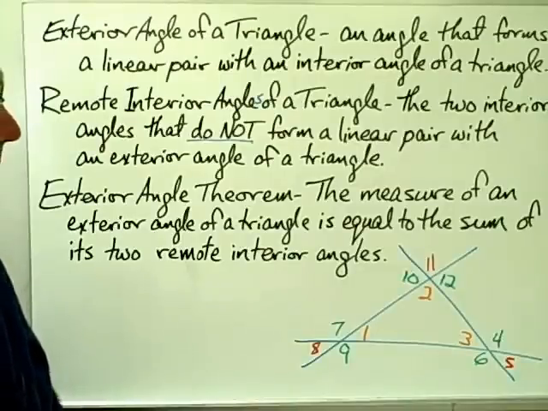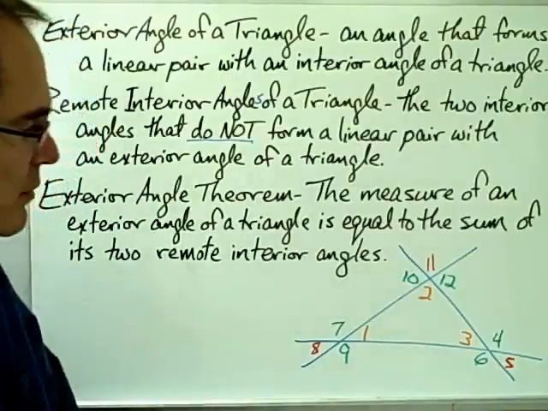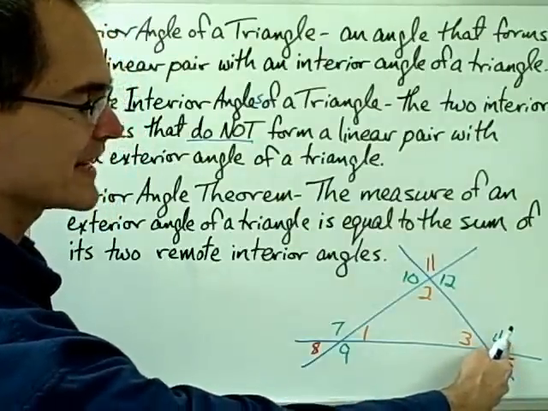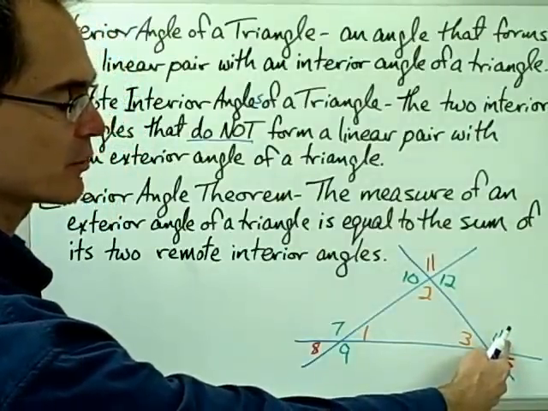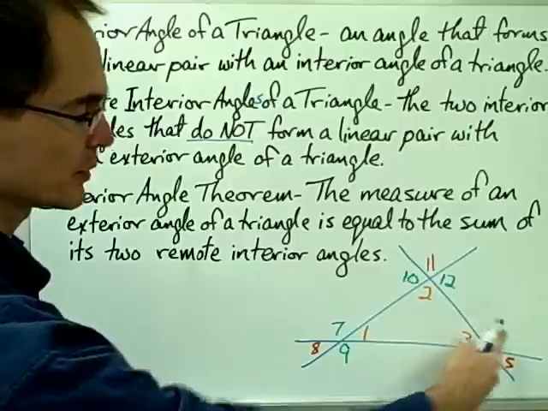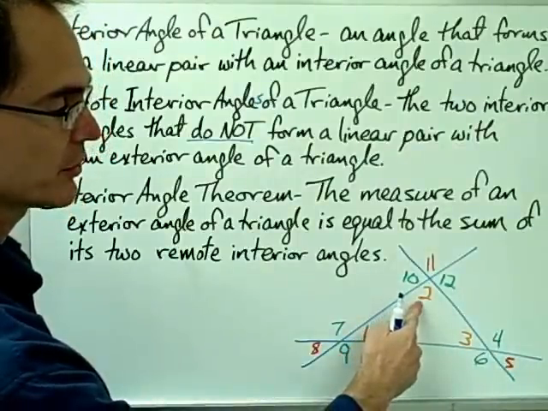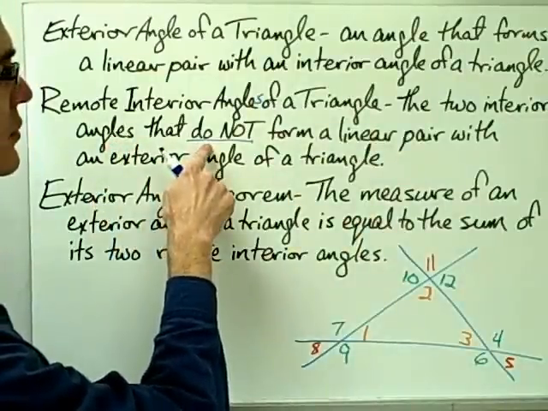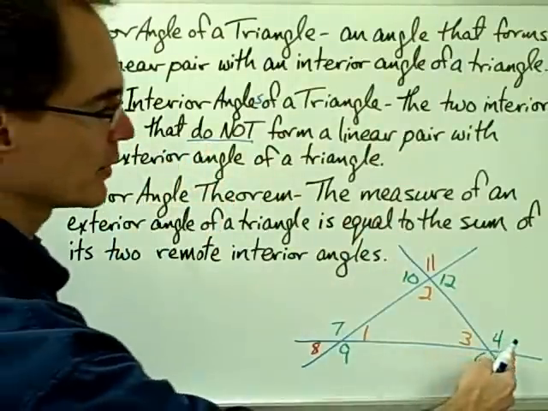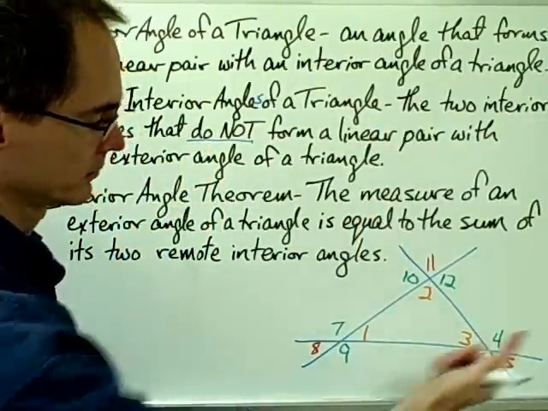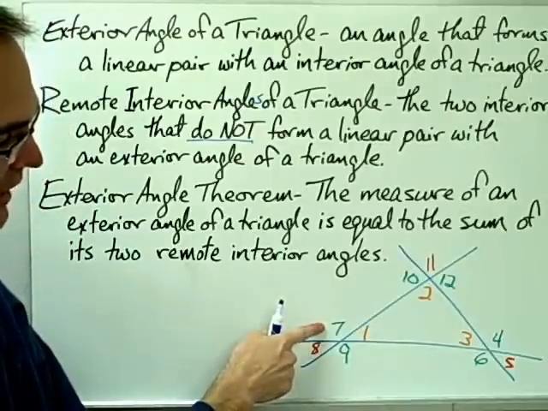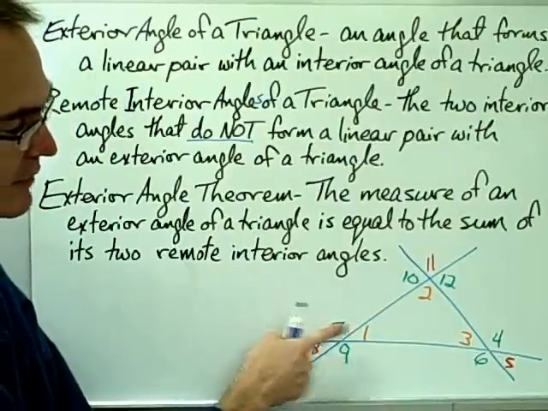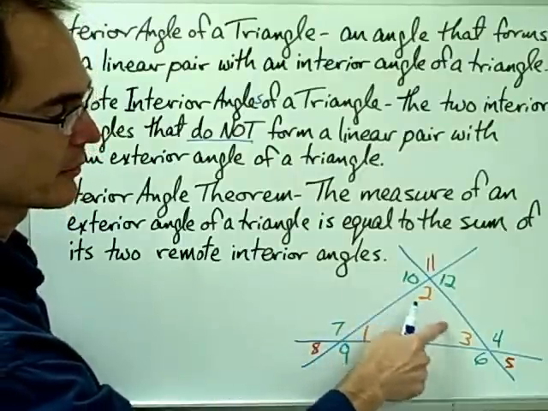a triangle. So let's say we take exterior angle number 4 here. The two remote interior angles that are associated with exterior angle 4 would be angle 1 and angle 2, because angle 1 and angle 2 are the two interior angles that do not form a linear pair with this angle. Now if we look at this exterior angle here, then the two remote interior angles associated with angle 7 would be angle 2 and angle 3.